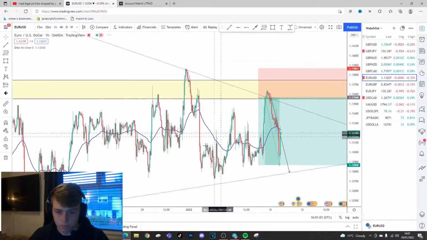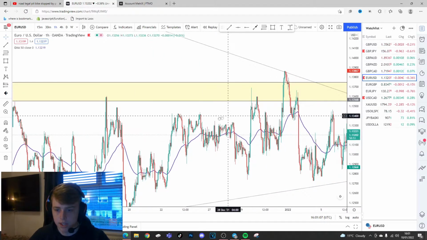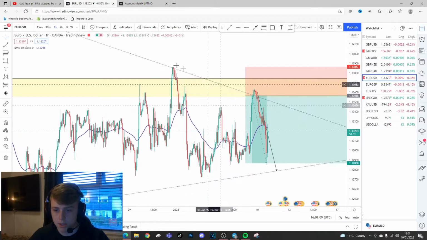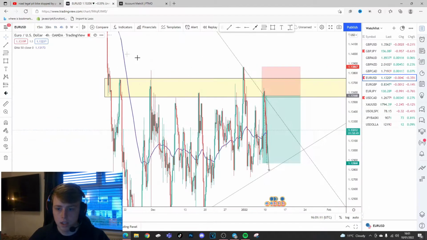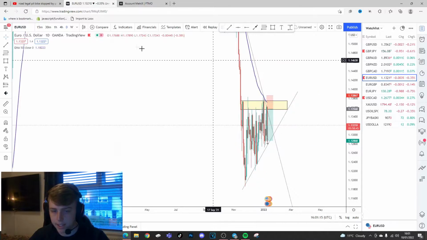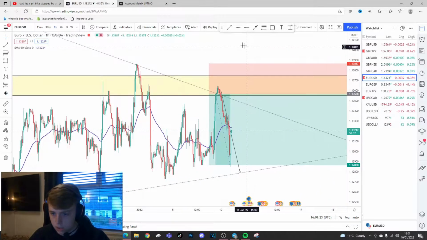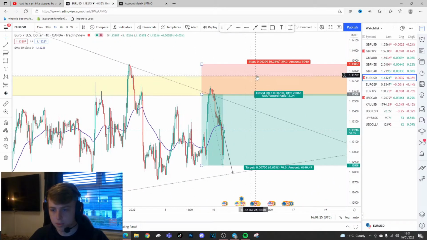So basically I got in straight away because I saw it was at these highs, all these highs along here, as well as the trend line and the daily EMA. So I had enough confidence to take this trade for myself. But yeah, I went 1% with a 30 pip stop.